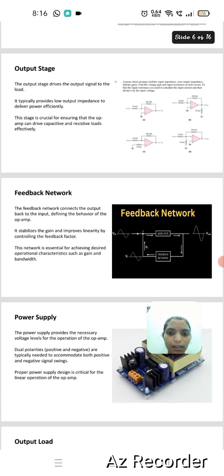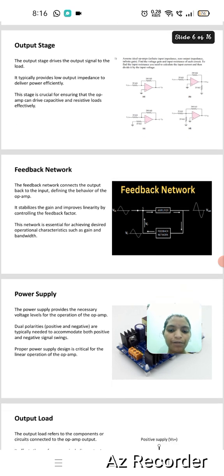Feedback network. The feedback network connects the output back to the input, defining the behavior of the op-amp. It stabilizes the gain and improves linearity by controlling the feedback factor. This is the circuit of the feedback amplifier, and it's also called the feedback network. This network is essential for achieving desired operational characteristics such as gain and bandwidth.